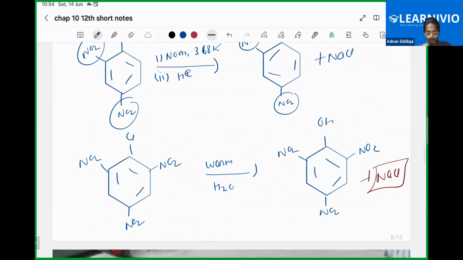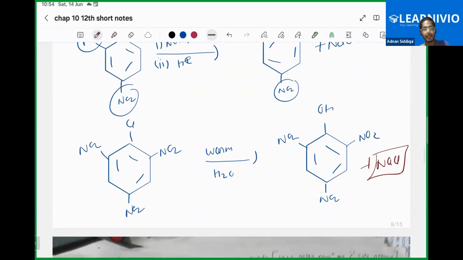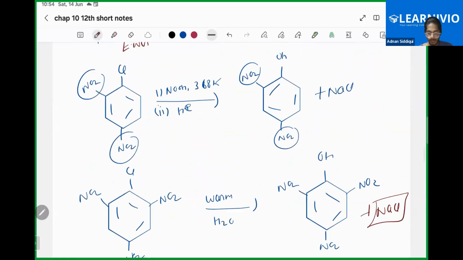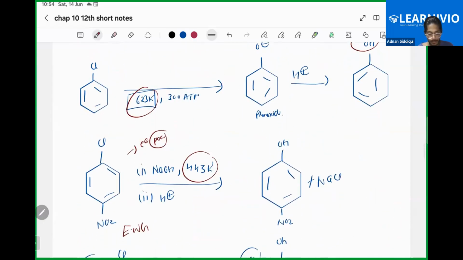This is basically Dow's process. The side product is NaCl. I hope you are able to understand why NaCl, right? Because Cl will move and Na will react. So the side product is going to be NaCl.